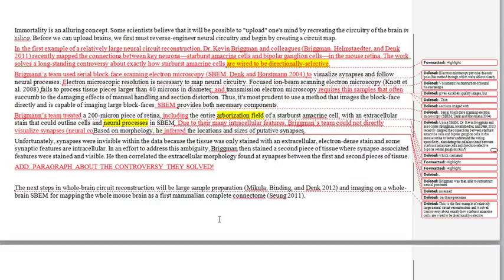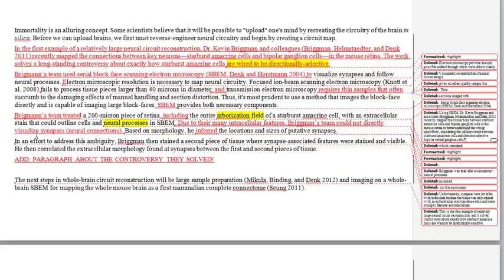And I'm going to add here what a synapse is, a neural connection, maybe a little simple explanation in parentheses in case a reader doesn't know. So now we've gotten rid of all of the material in this. We don't need to repeat that. And then this transition, in an effort to address this ambiguity, I don't think we need that either. So due to their many intracellular features, Brigman's team could not directly visualize synapses. I'm going to add the word but here. But, so they can't directly visualize them, so they're going to infer them.